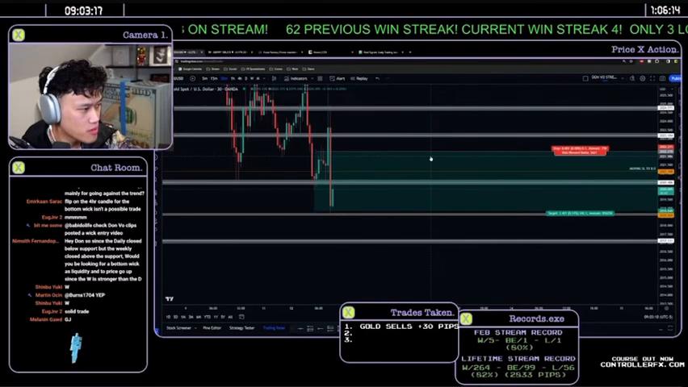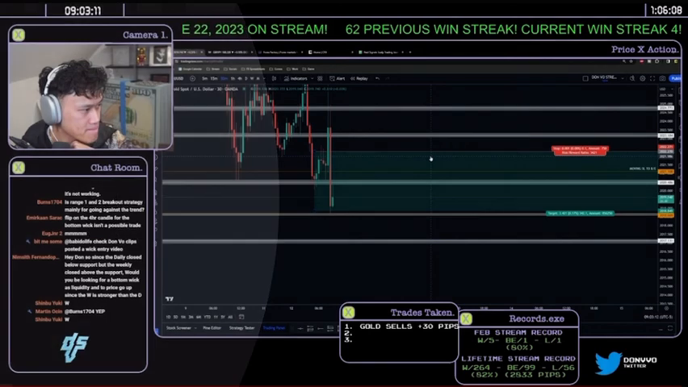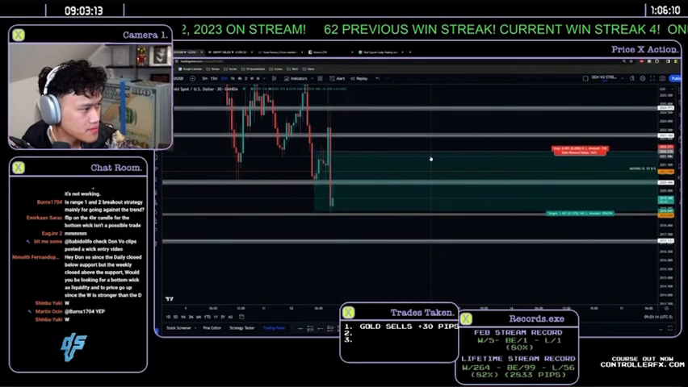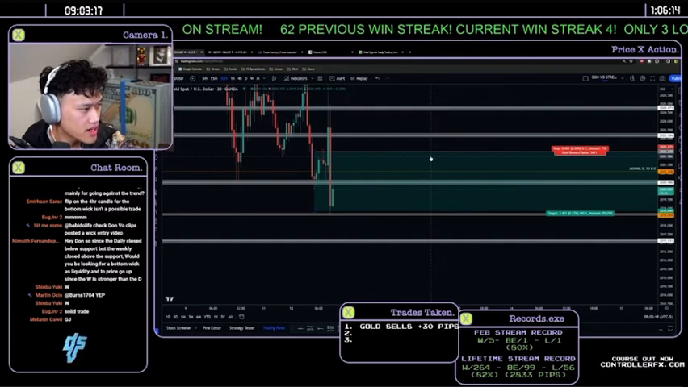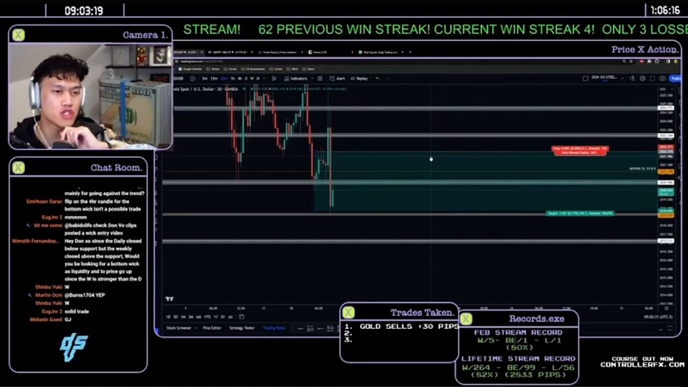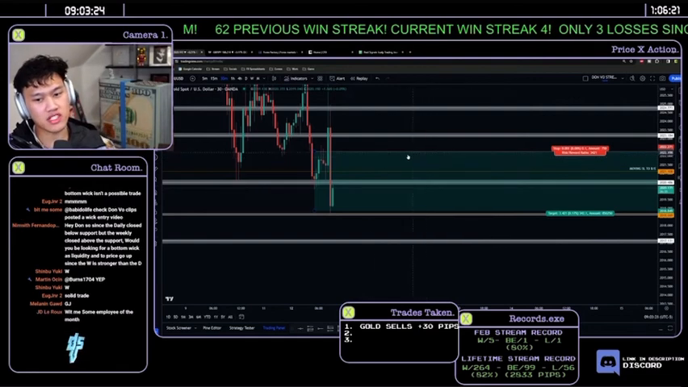Is it range 1 and range 2 main for going against the trend? Range 1 and range 2. Not, I'll say it's more for going against the trend.